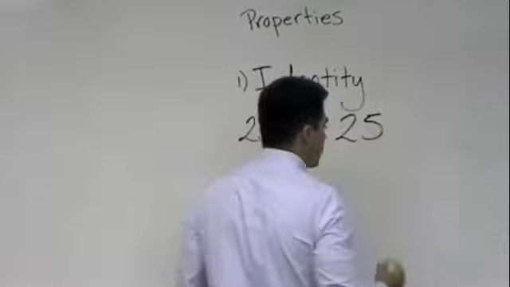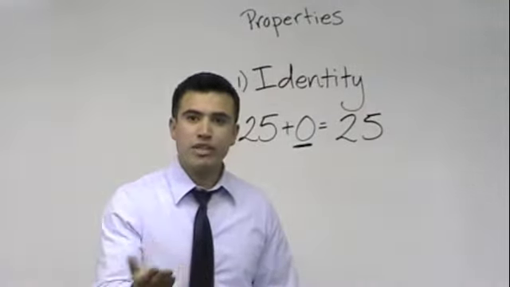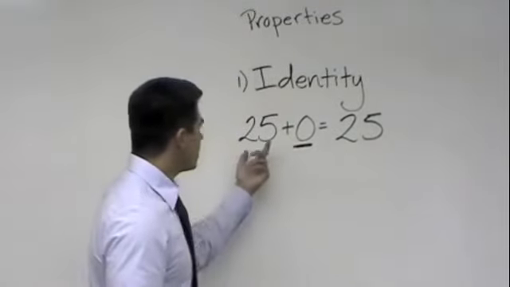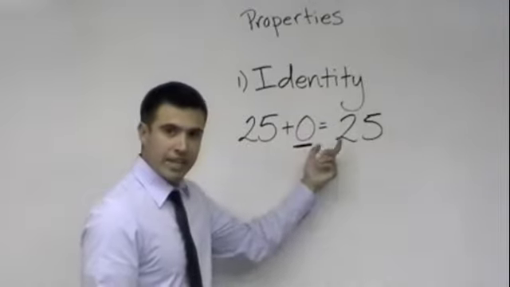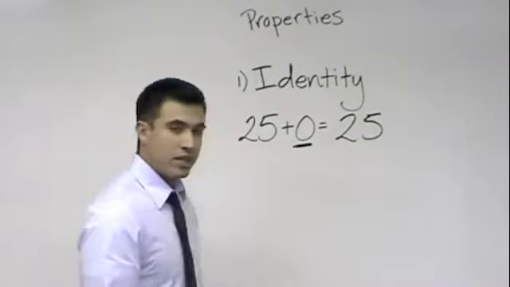I like to explain it this way. Imagine if you were to look into a mirror. And if you looked into the mirror, you would see yourself. You see the identity of who you are. Just like this. 25 is basically looking into the mirror, and he's seeing 25. So, that would be identity property of addition.